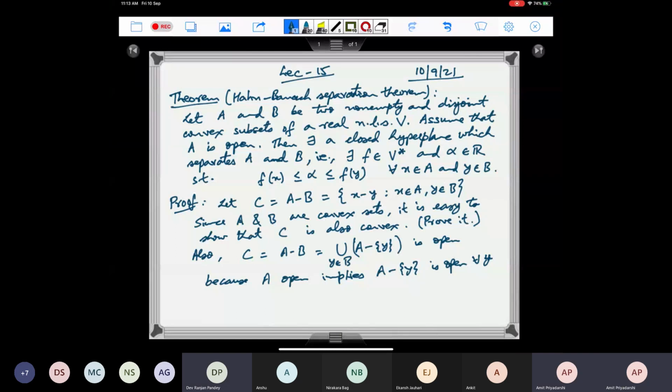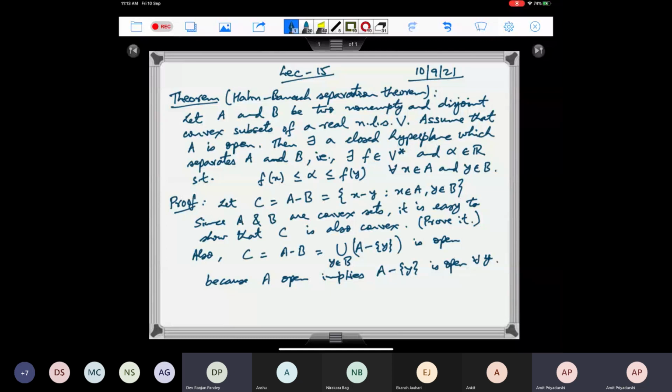Any point in C can be written as x minus y, where x is in A and y is in B. So if you look at A minus y, this is all the points of the form x minus y for this fixed y. If you vary y also, you get all the points of the form x minus y, where x is in A and y is in B. So this is a union, and you know that an arbitrary union of open sets is open. Therefore C will be open, because all of these are open.